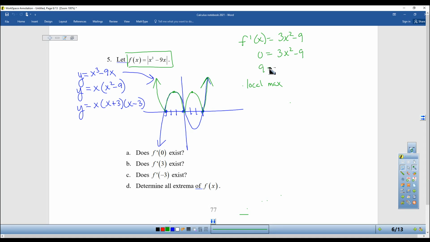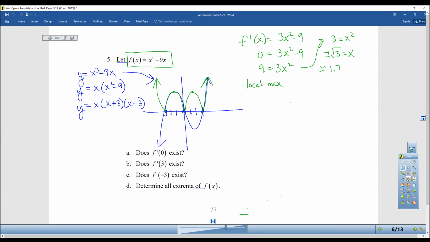And I get 9 is equal to 3x squared. 3 is equal to x squared, plus or minus the square root of 3 is equal to x, which is approximately 1.7, which looks just about perfect. So there's local maximums of, actually I'm going to leave it as a square root of 3. Oh, that's the x value. How high is it?